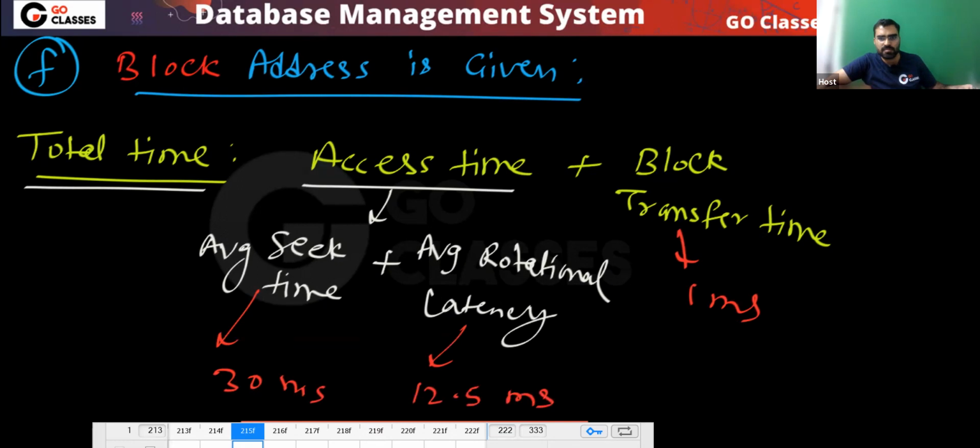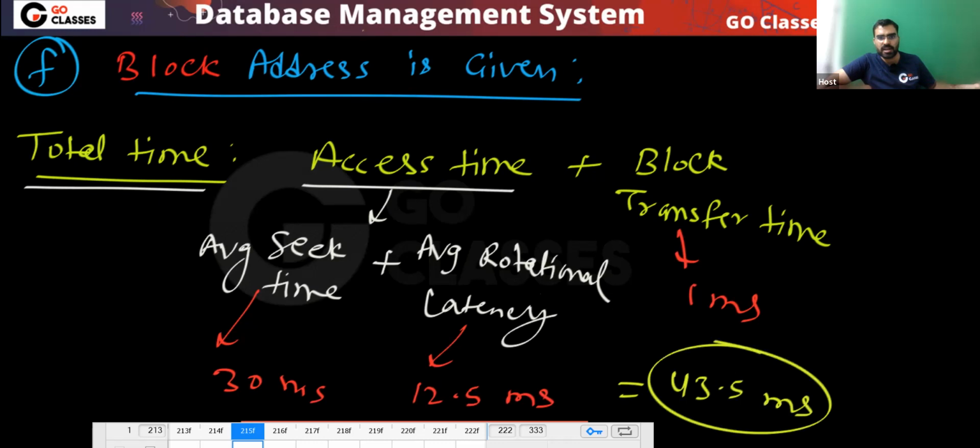This is your answer. Okay, so what is the total answer? Can anyone tell me? 43.5 millisecond. This will become your final answer.